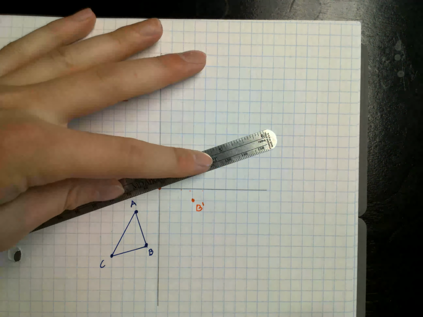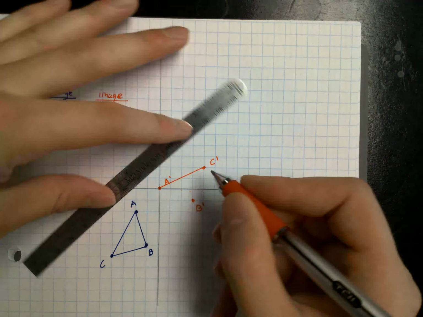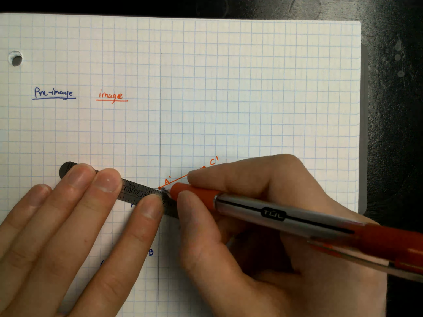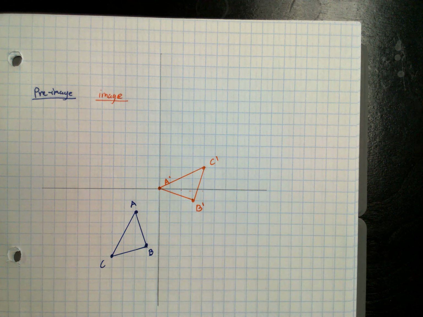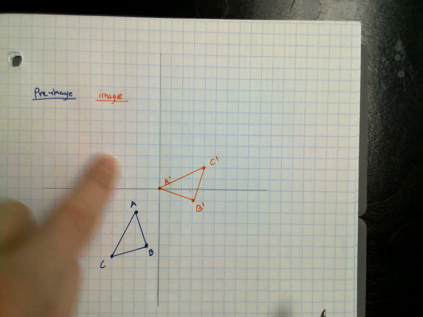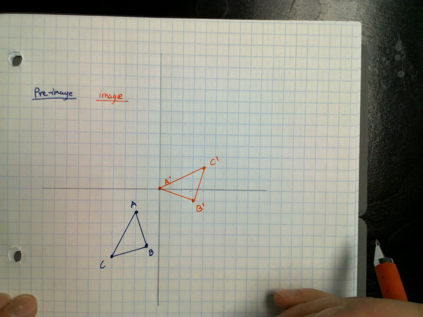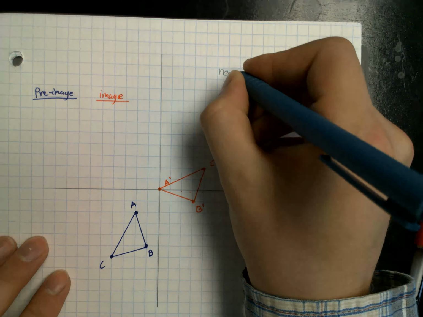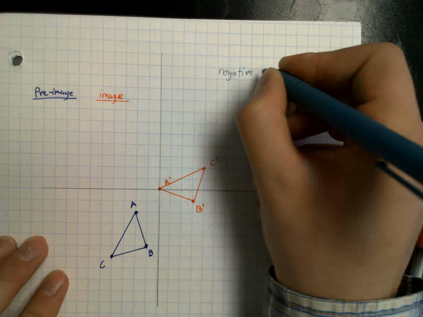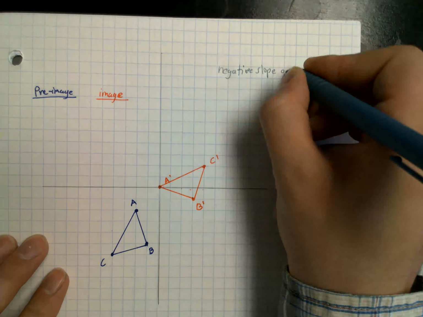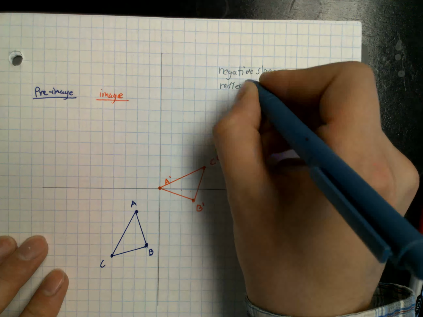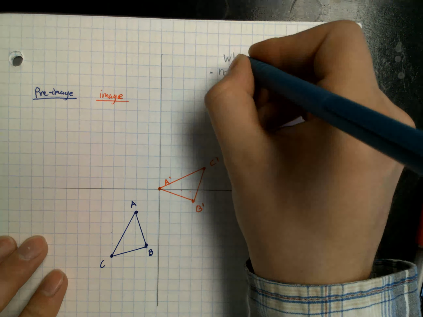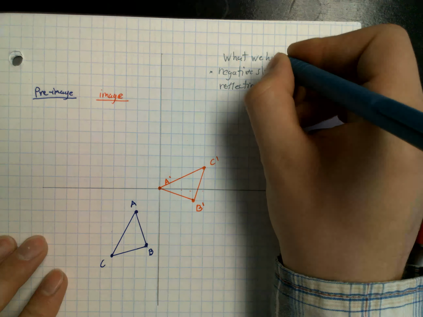Now, the more astute of you should notice that the line is pretty obviously going down to the right. You kind of can tell just by looking at things. Okay, somewhere going through here. That means it's going to have a negative slope. Okay, so I'm going to write down what you know so far: negative slope on reflecting line. Okay, so what we know.